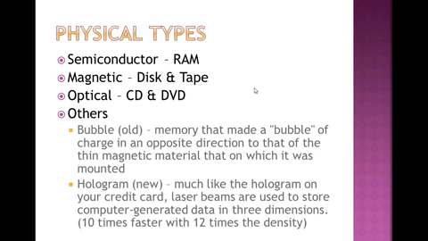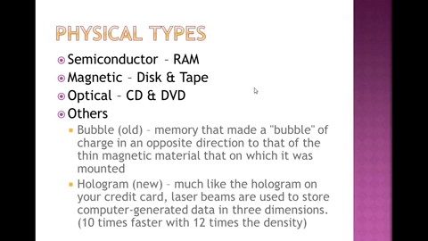Next are the physical types, that is, the types of memory that are available. One is the semiconductor type, which includes RAM, that is random access memory. Then magnetic, which includes the magnetic disk and the magnetic tape. Then optical, which contains two parts: CD, the compact disc, and DVD, the digital versatile disc. And there are other types of memory, like bubble memory, which is old.